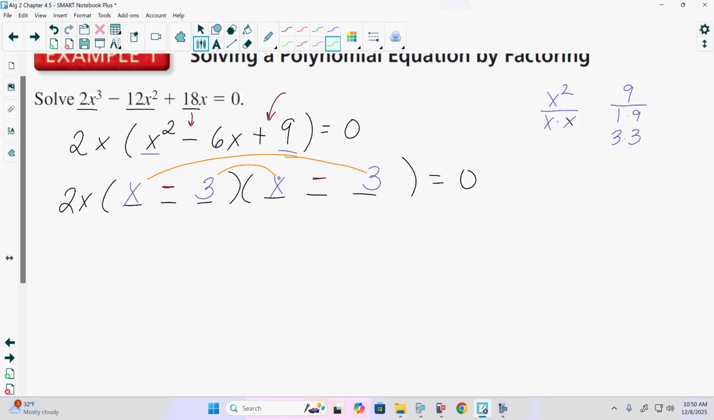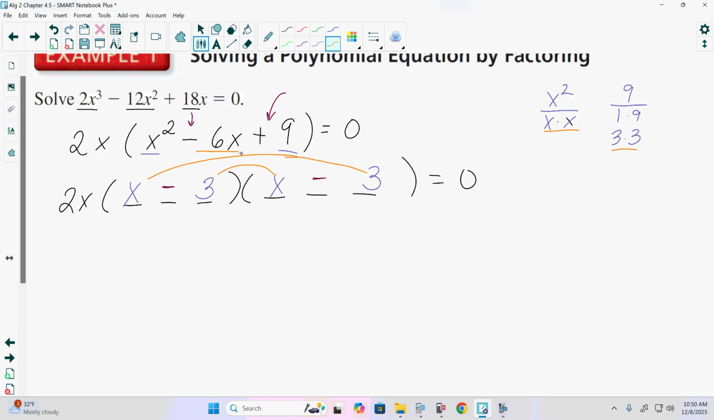Now, we don't multiply the first and first. We're not going to multiply x and x because x times x is x squared, and we got that from the factors of x squared. We're not going to multiply our 3 and 3 because those are indeed the factors of 9, so they're going to multiply back together to give us 9.